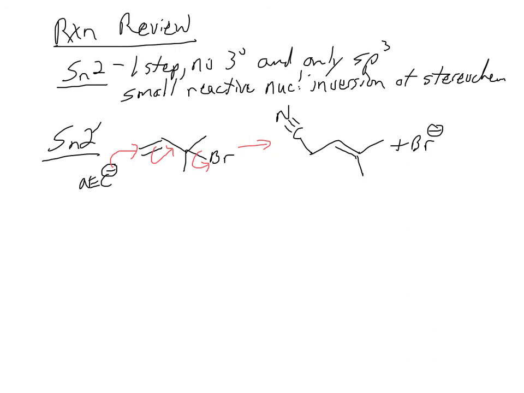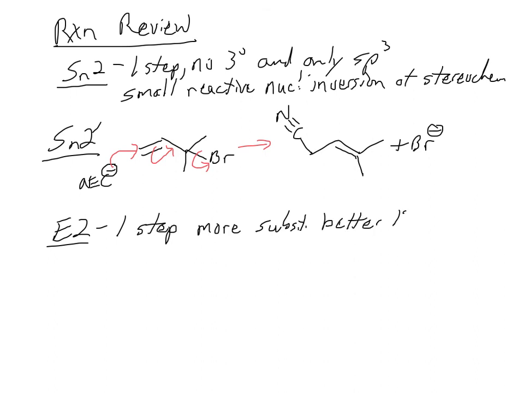Okay, so now let's go to E2, which we should know more about. E2, obviously, again, is one step. We're not so worried about the tertiary. Actually, it's better for tertiary. Usually the more substituted the alkene, the better. But it can work with primary, secondary, and tertiary alkyl halides. It works with all of them.